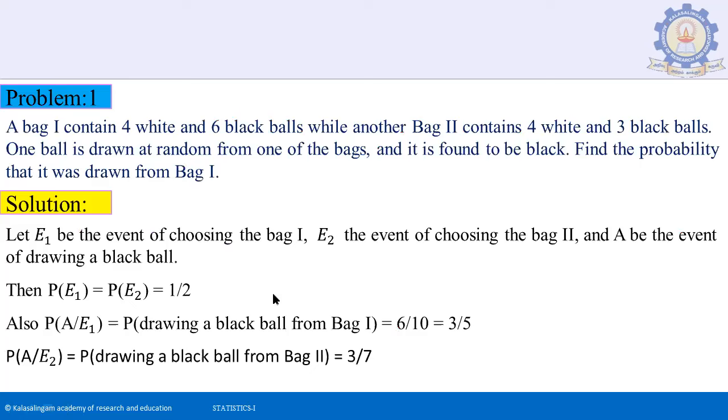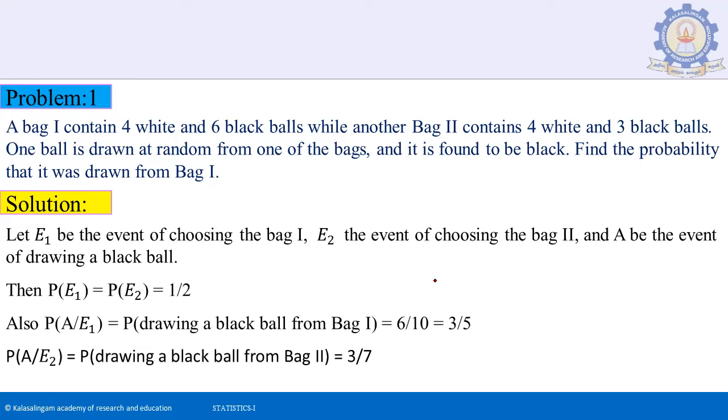Let's see the problem. Bag 1 contains 4 white and 6 black balls, while another bag 2 contains 4 white and 3 black balls. One ball is drawn at random from one of the bags and it is found to be black. Find the probability that it is drawn from bag 1. Let's see the solution. Let E1 be the event of choosing bag 1, E2 the event of choosing bag 2, and A the event of drawing a black ball.